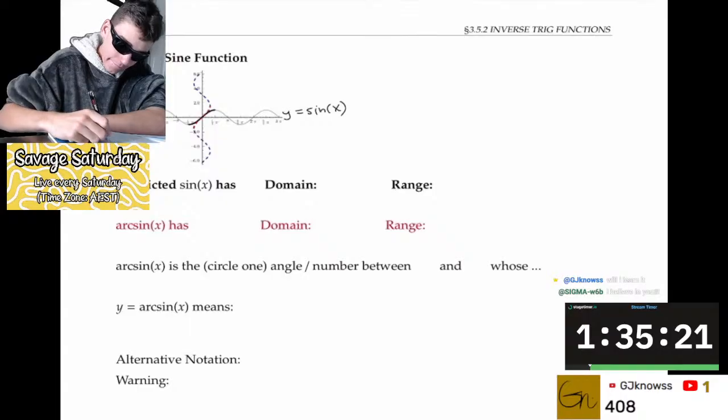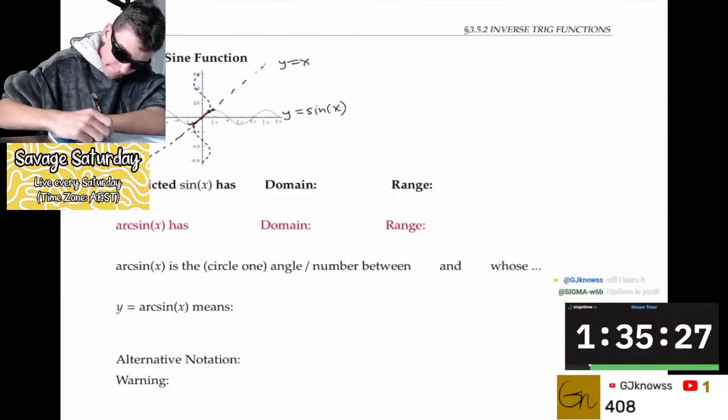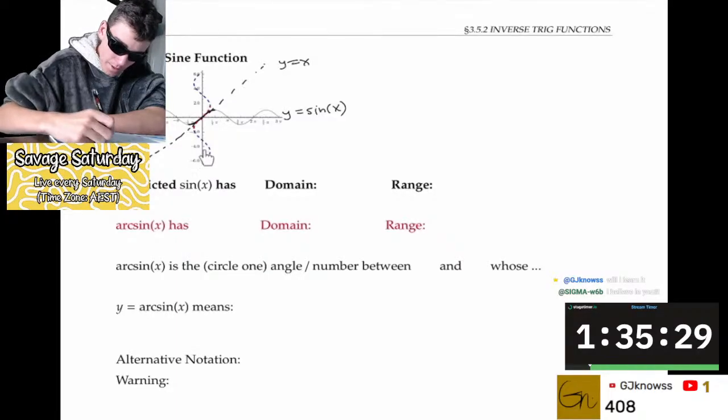The graph of the inverse of a function can be found by flipping the graph of the original function over the line y equals x. I've drawn the flipped graph with this blue dotted line. But you'll notice that the blue dotted line is not the graph of a function because it violates the vertical line test. So in order to get a function that's the inverse of y equals sine x, we need to restrict the domain of sine x.